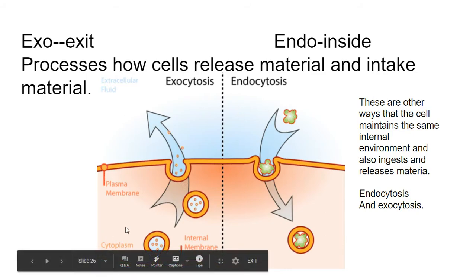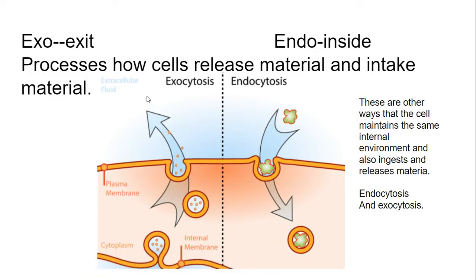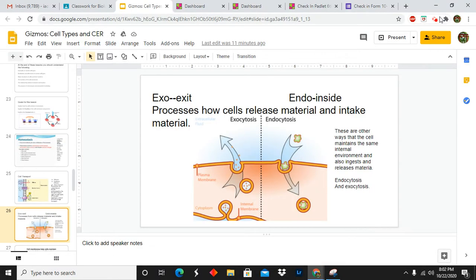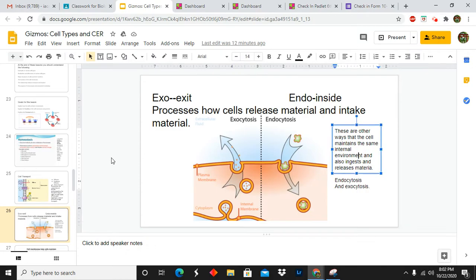Exocytosis is where the cell takes material and wraps it into a membrane and then goes out of the cell. Exits, that's why it's called exocytosis. Endocytosis is when cells take something from outside into itself. And this is how it looks in a scientific diagram. So basically, these are ways that the body maintains the internal environment.